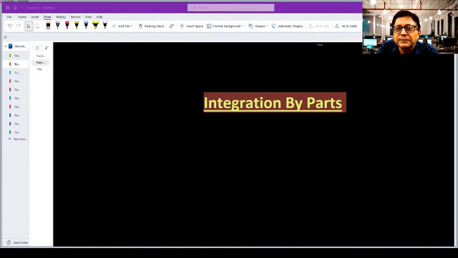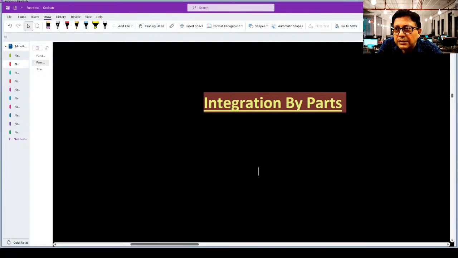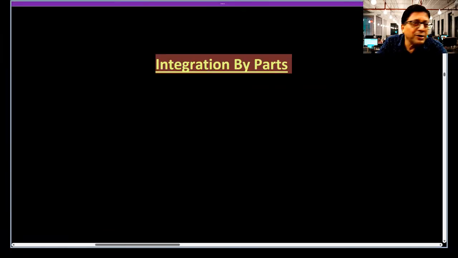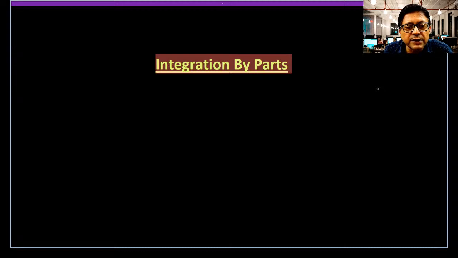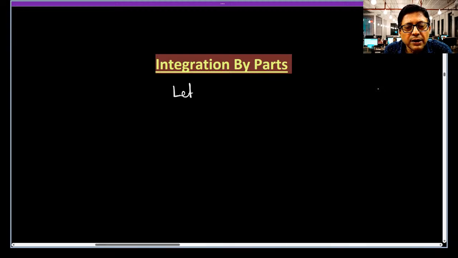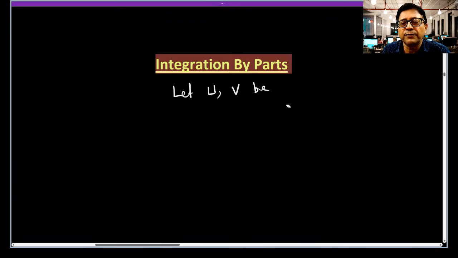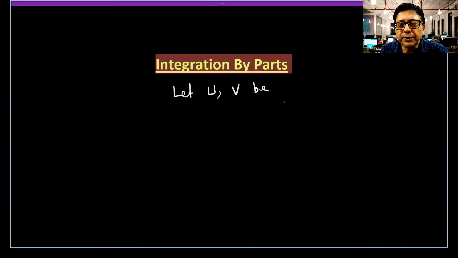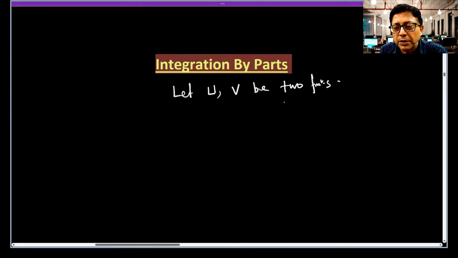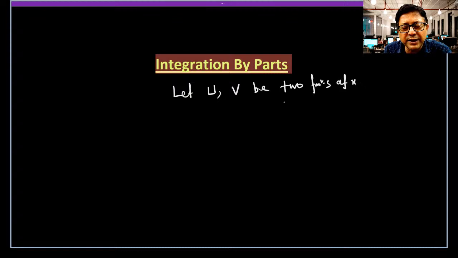Let me explain. This is actually the product rule of integration. Integration by parts means it is the product rule of integration. Let u and v be two functions of x.